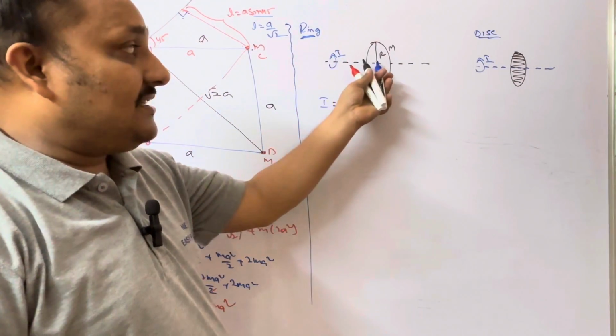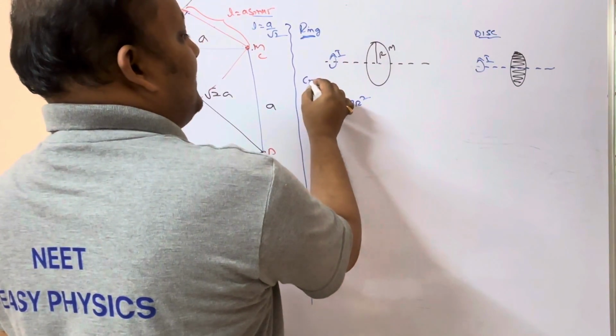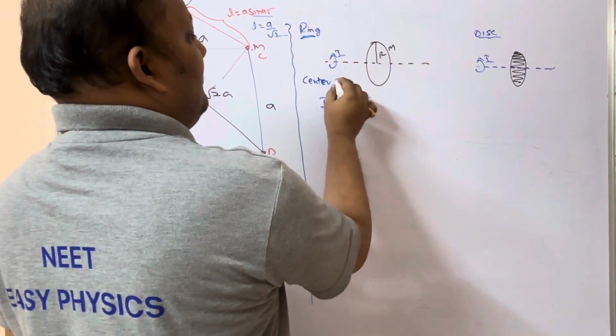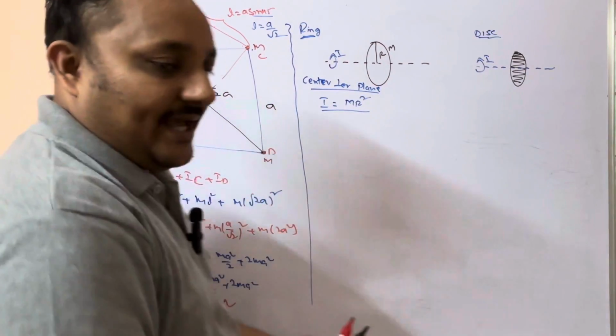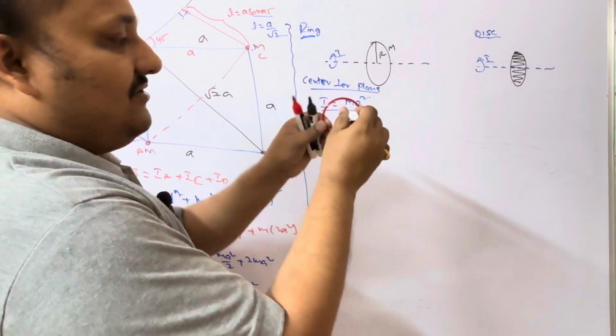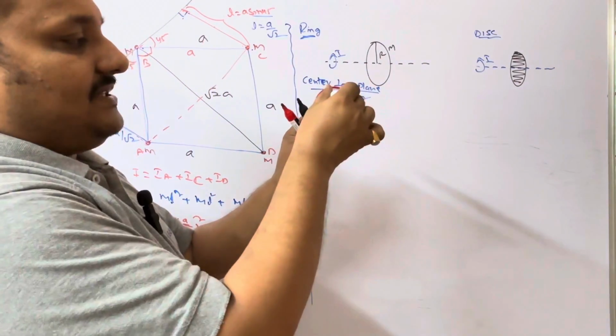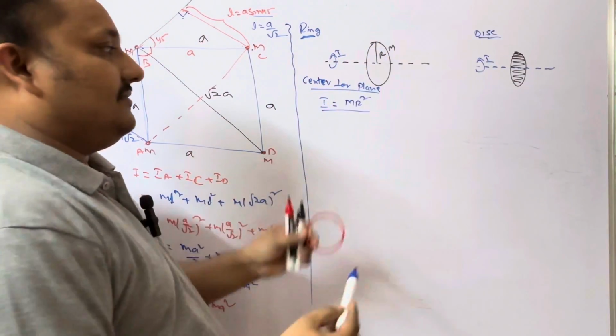So the axis is passing through its center, perpendicular to its plane, about its own axis. If this is the ring, this is the axis of rotation. It is rotating like this. This is the axis passing through its center. For its plane, this axis is perpendicular.